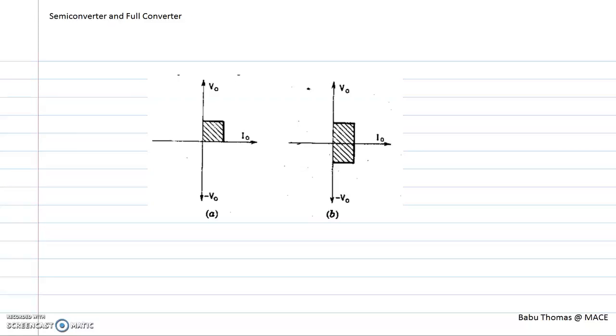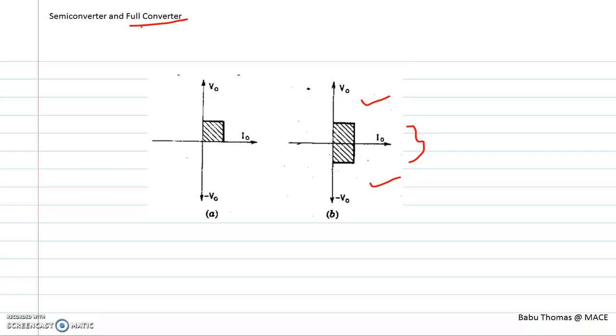Hi everyone. So far we were discussing a full converter, that is a fully controlled bridge rectifier with R, RL and RLE loads. There we have seen that the load current I0 will always be unidirectional in nature because the thyristors or SCRs are unidirectional conducting devices. But the output voltage can have a positive or a negative polarity. Therefore, a full converter operates in two quadrants, with voltage positive or negative, and the current always positive. That is known as a full converter.